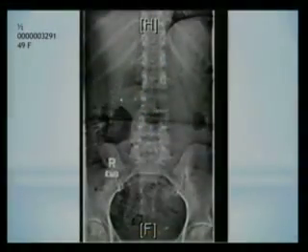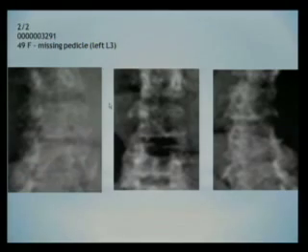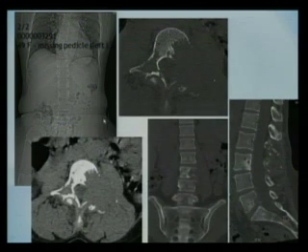Here it is in magnification. What are these, by the way? Gallstones. Precisely. And here is this huge mass eating into the vertebra.